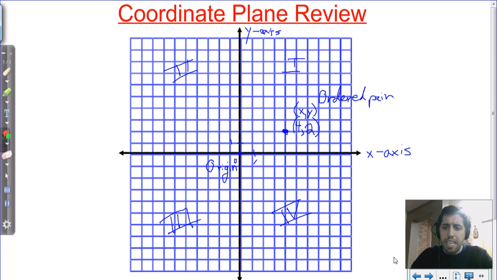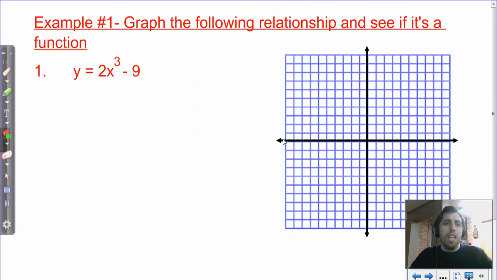Let's see how we're going to use it. So let's get to work. Number 1 says graph the following relationship and see if it's a function. So this is where we're going to see what the XY charts really look like, because we're going to graph it using an XY chart.